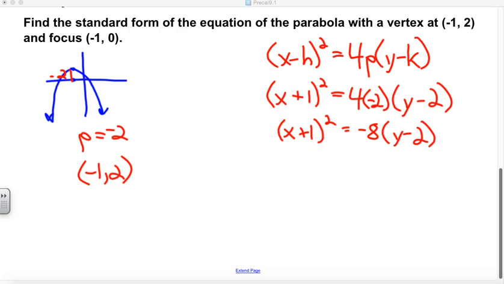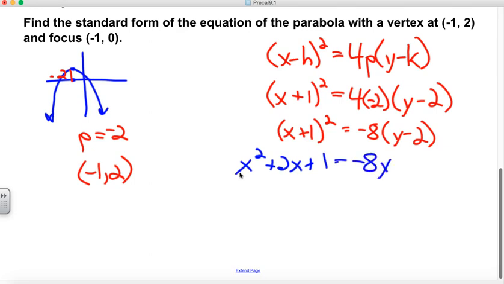All right, so the book has the answer left like that, x plus 1 squared equals negative 8 times y minus 2. But of course, if you wanted, you could FOIL x plus 1 squared and get x squared plus 2x plus 1. And then distribute over here, negative 8y plus 16. And then you could solve it for y and put it in standard form that you're used to seeing for a quadratic, y equals, whatever, 2x squared plus 3x minus 5, or whatever it might be. So you could keep going and solve it for y if you wanted to put it in standard form for some reason. But the book has it left like that, and that's fine with me.